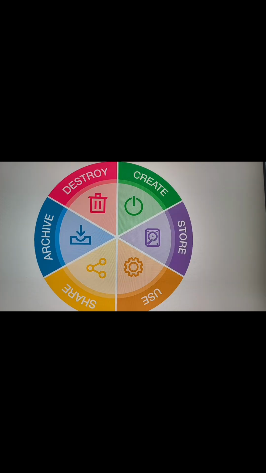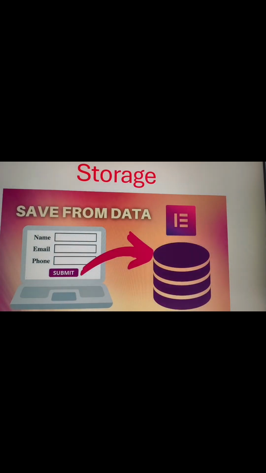Next is initial storage, which is the purple section in our pie chart. Here, the data is stored temporarily, like saving the survey response in a database. Metadata includes storage location, access permission, and storage date.